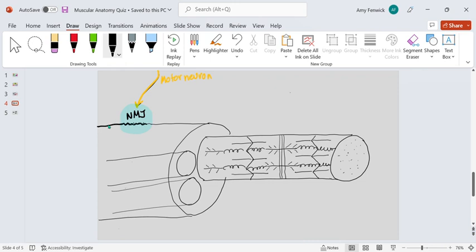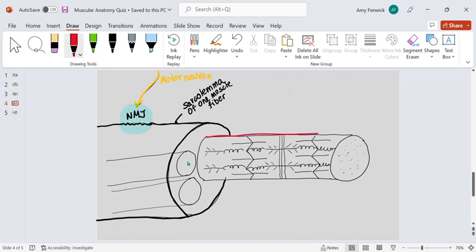These junctional folds, and what I'm outlining in black right here, is the sarcolemma, and that's a fancy name for the cell membrane of one muscle fiber. So sarcolemma is just a fancy name for the cell membrane of one muscle fiber, which is what we call a muscle cell.